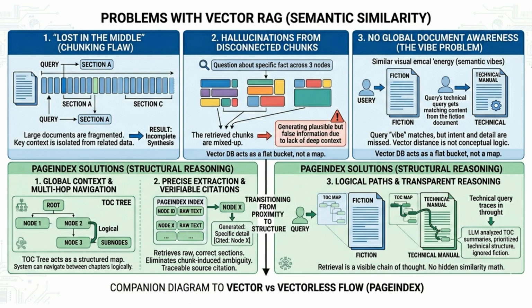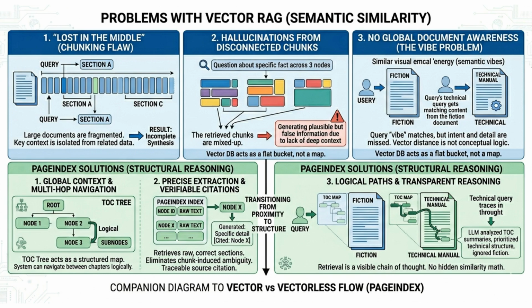Column 2, hallucinations from disconnected chunks. Failure 2 is direct hallucinations caused by disconnected chunks. This is an SRE nightmare. Look at what happens here. We retrieve disparate blocks of text, chunks 1, 2, and 3, perhaps matching common keywords across different nodes. These are mixed up and lack cohesive flow.